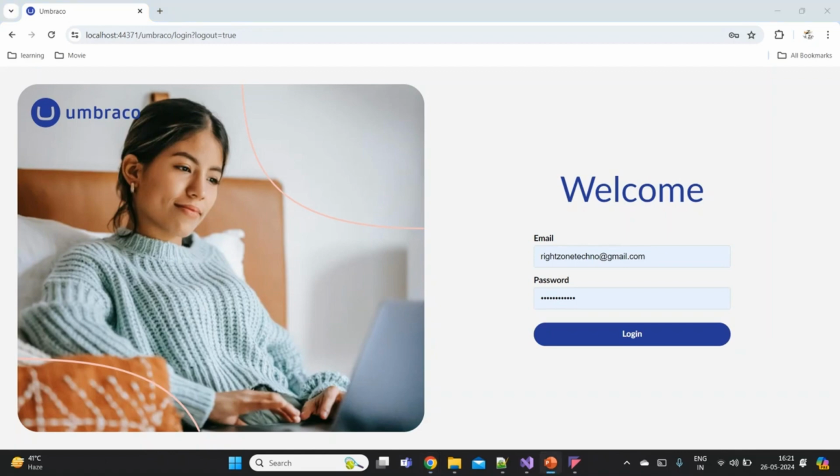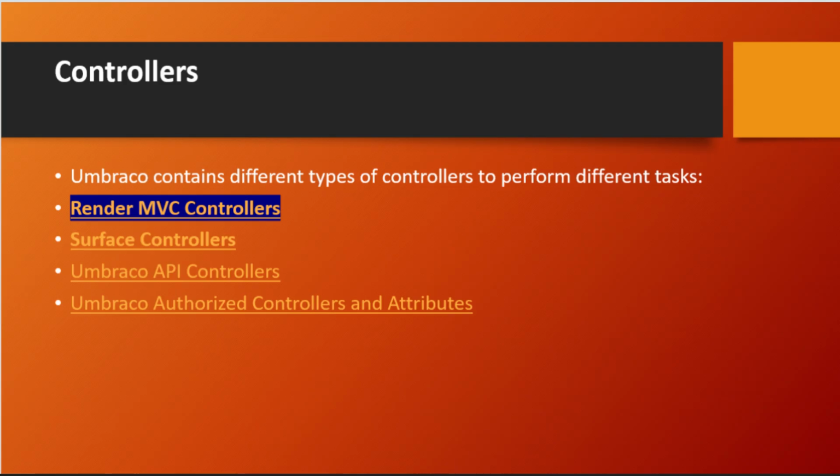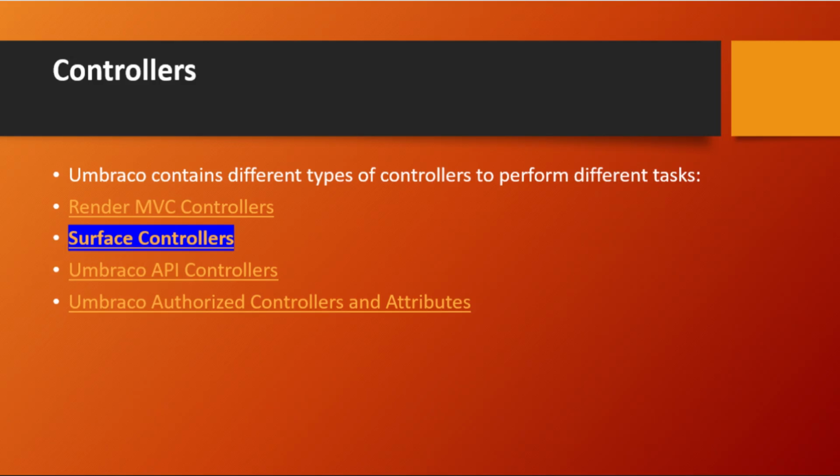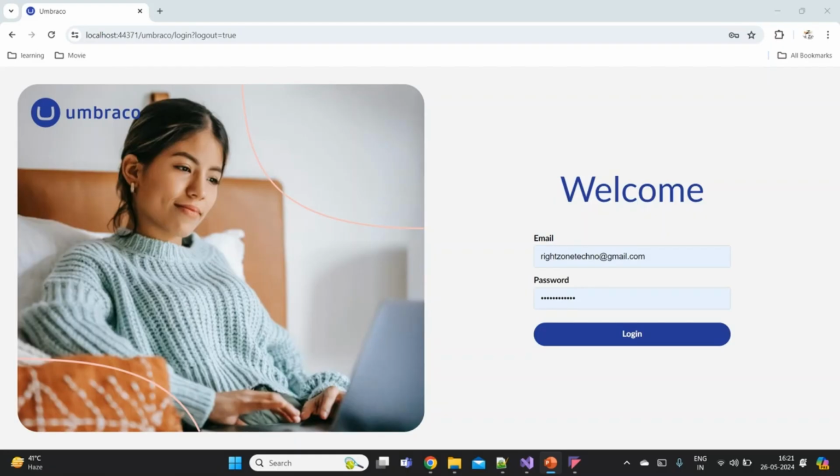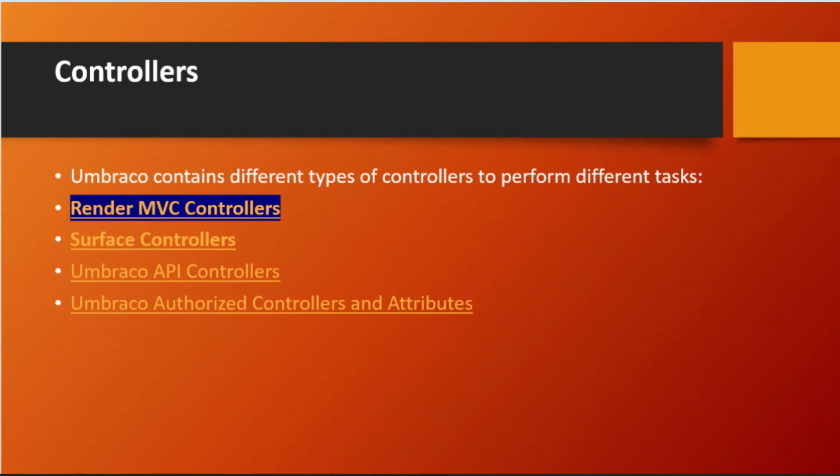There are four types of controllers. One is the render MVC controller. I hope you are familiar with that one. It is the same as we use in MVC as well as ASP.NET controllers. Then there is the surface controller, which I have already defined earlier. Then there is the Umbraco API controller, and the fourth one is the Umbraco authorized controller and attributes. So today we are going to discuss the surface controller.